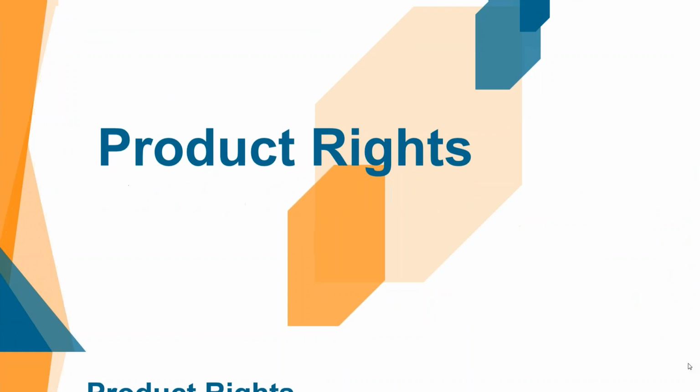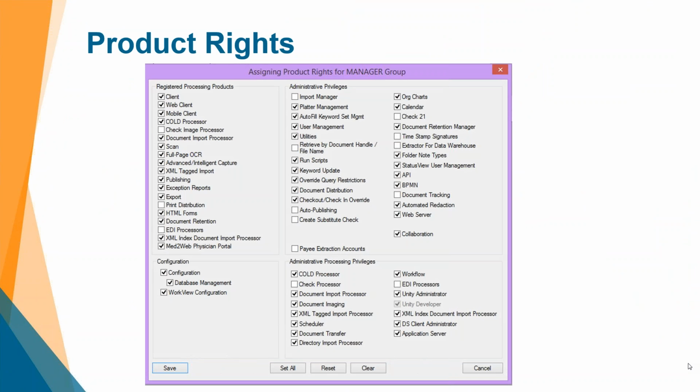So getting started, product rights. I'm sure you guys have seen a screen similar to this one setting up user groups. We just took a screenshot from one of our own lab VMs here, but this is when you're going into config and under your users and user groups, the different product rights that you can assign to different user groups. As you can see, they're segregated into different categories: registered processing products, some administrative privileges, configuration, and then administrative processing privileges. So this is where you'd set whether a user is allowed to log in with the thick client versus the web client, or whether they're allowed to run a COLD process or configure a COLD process, something like that.